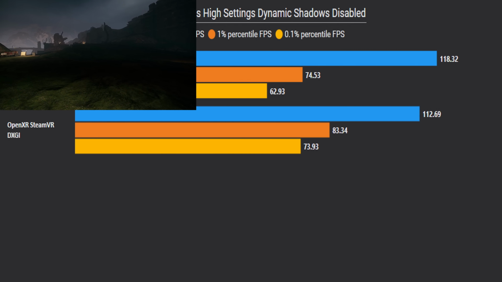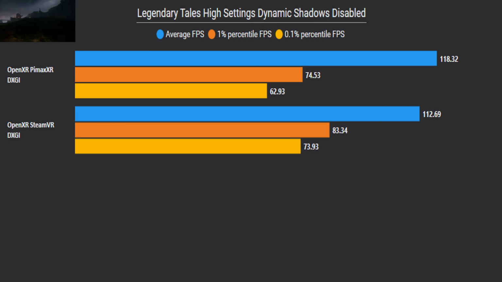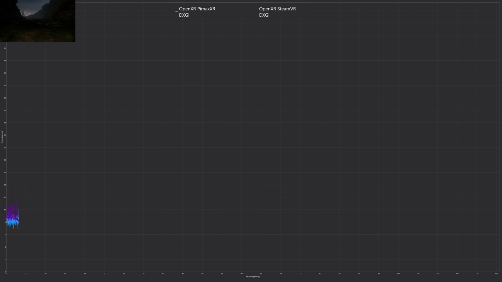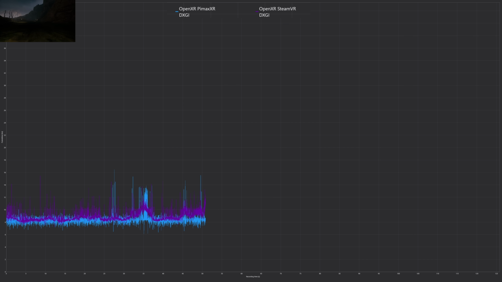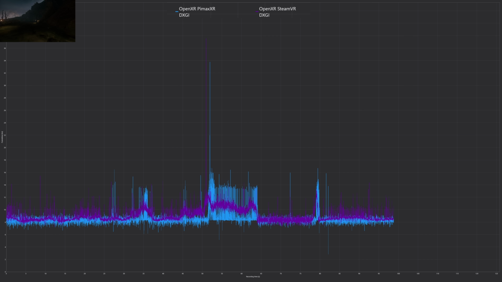And here we have another OpenXR only title, Legendary Tales. You know how this tends to go by now. PimaxXR has a 5% improvement on average FPS, 118.32 to SteamVR's 102.69, but SteamVR is dominating in the lows, with 11.8 and 17.5% improved 1% and 0.1% low respectively. Just to validate the data, checking the frame time graph, there is actually a decent number of places where PimaxXR has similar to even slightly better frame rate consistency, but it gets far worse in SteamVR at the 52 to 65 second mark, and it stays that way. While SteamVR's performance worsens, it still maintains the same overall pattern in between. With the better FPS, I'd just say it's the way to go.